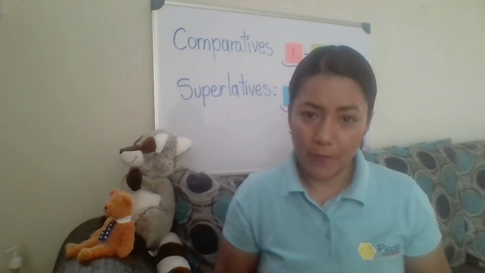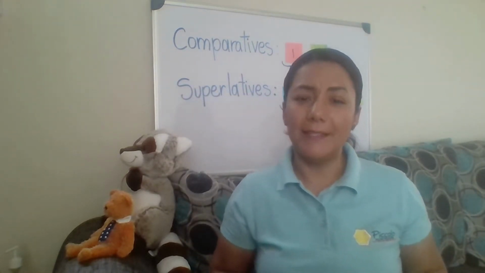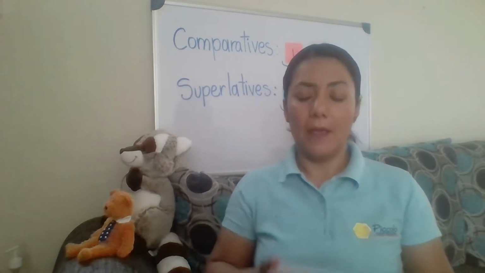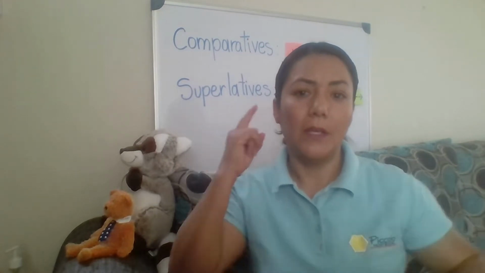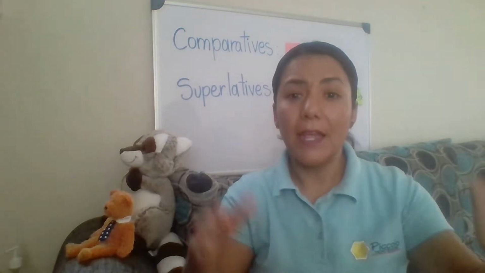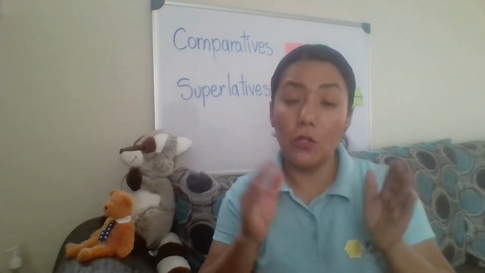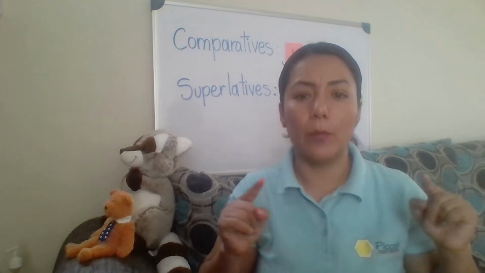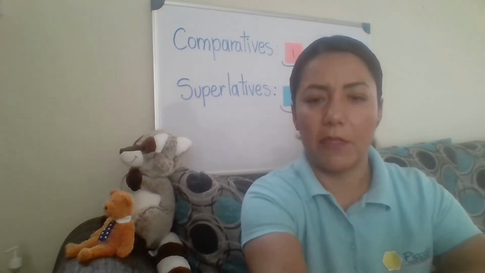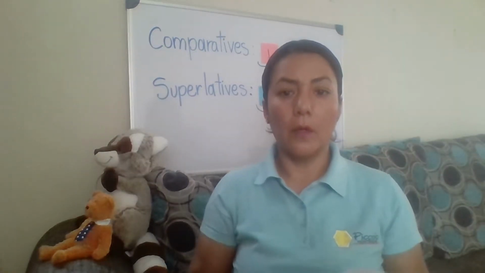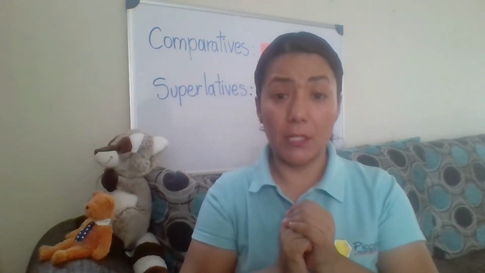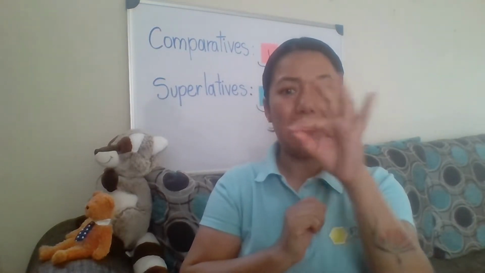Okay? Now, one more thing I need you to do is stand up. Go, go, stand up. I need you to please listen and look at the adjective and clap your hands to identify how many syllables it has. Remember, we used to do this in class? Same thing. Okay. Sweet. How many syllables is that? One syllable.